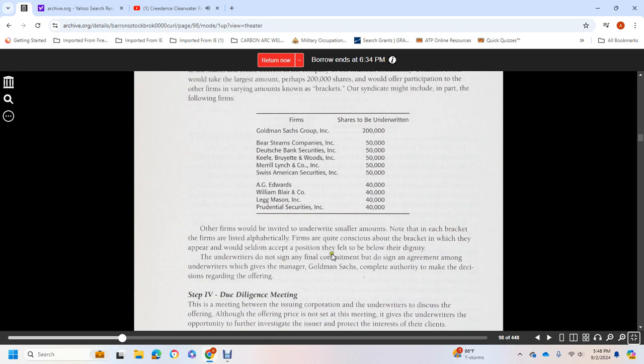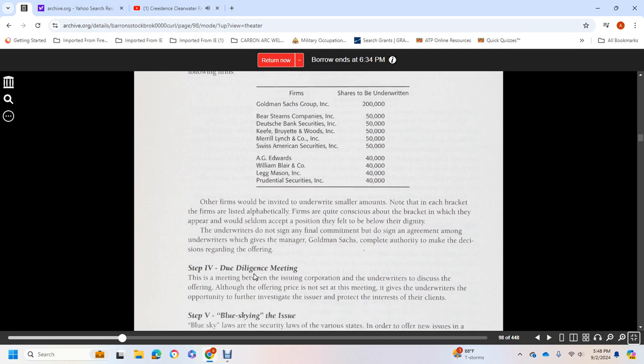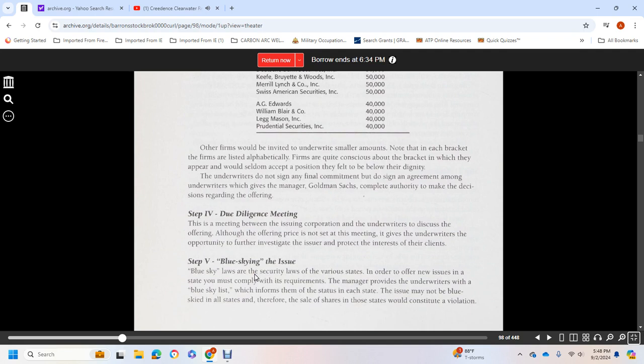Underwriters do not sign any final commitment, but do sign an agreement among underwriters, which gives the manager, Goldman Sachs, complete authority to make decisions regarding the offering. Step 4, due diligence meeting. This is a meeting between the issuing corporation and the underwriters to discuss the offering. Although the offering price is not set at the meeting, it gives the underwriters the opportunity to further investigate the issue and protect the interests of their clients.